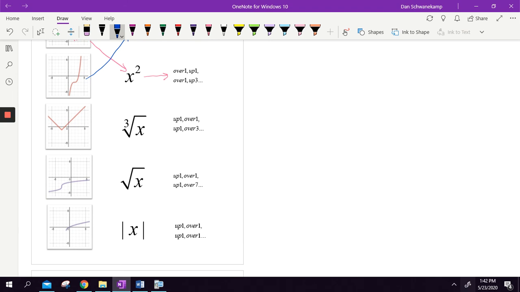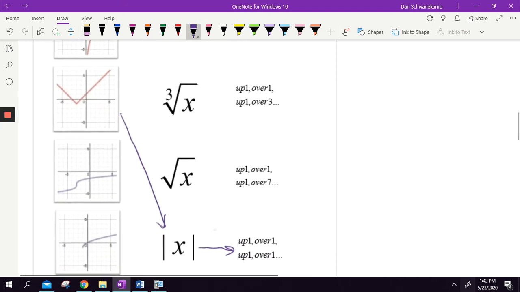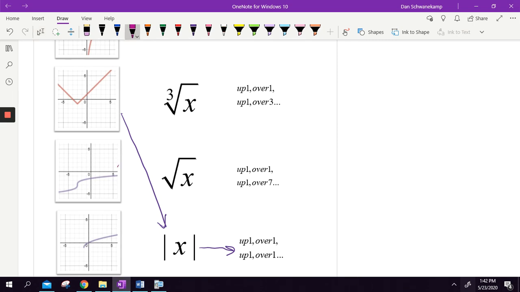Next one, I got a big old V. Which one of these things is going to get you a V? Boom, absolute value. Absolute value gets you a V. And the pattern is very simply up 1 over 1, up 1 over 1, and so on. Here I've got a cubic graph on its side. So what's going to get me that one? That is a cube root graph. My cube root graph, the pattern is still going to be 1, 7, up 1 over 1, up 1 over 7.